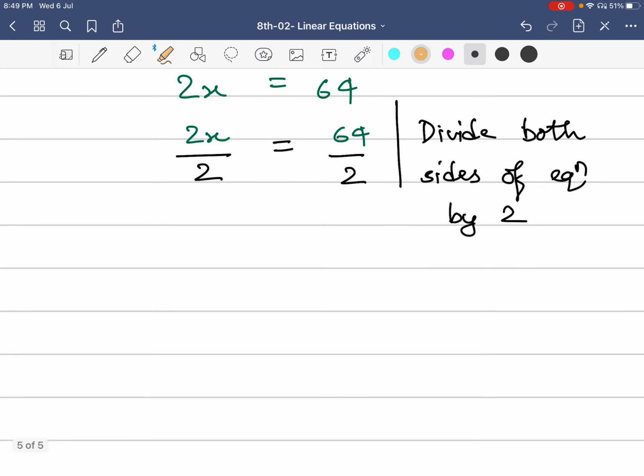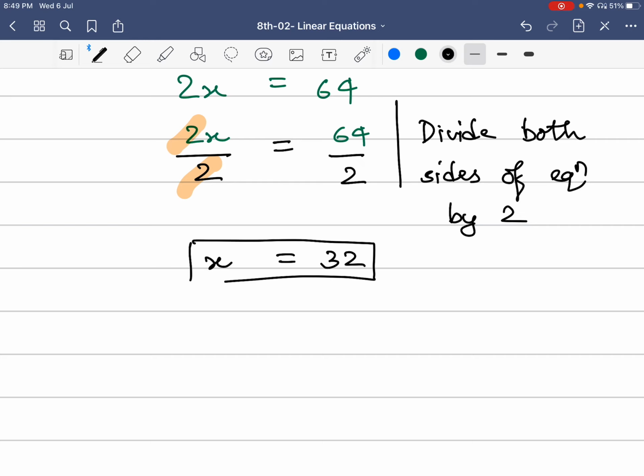Now once again this 2 and this 2 will cancel each other, so what remains is just x, and that is equal to 64 divided by 2, which is equal to 32. So we have got the answer, x is equal to 32.